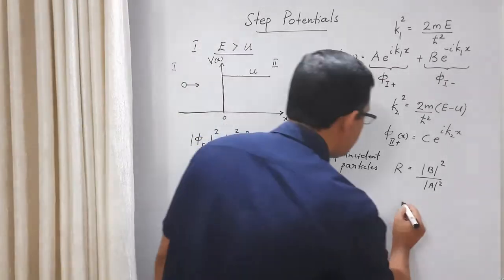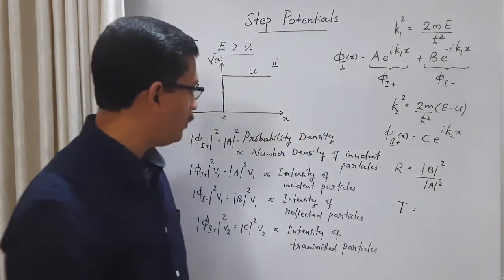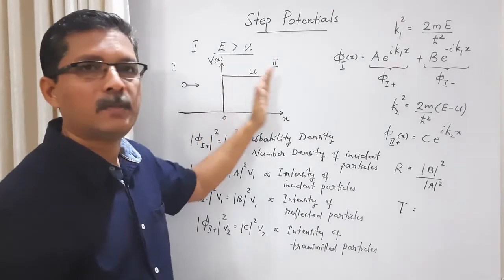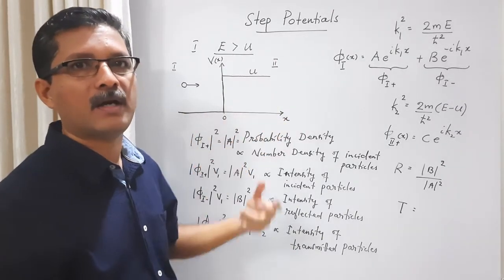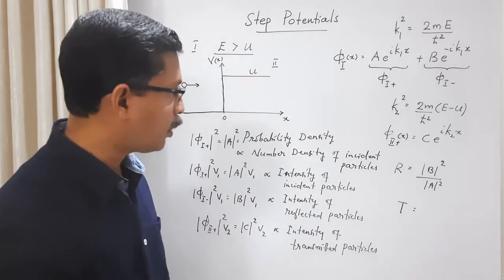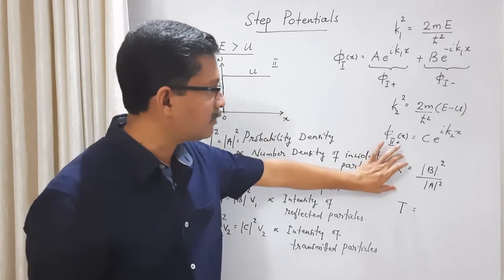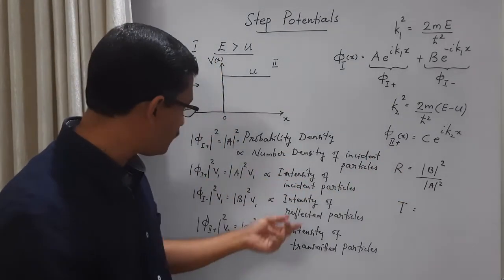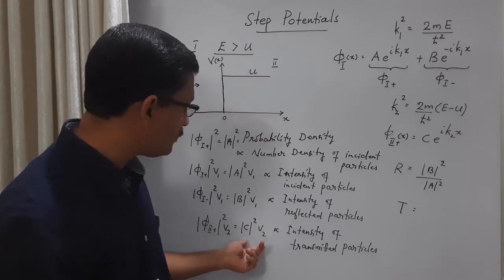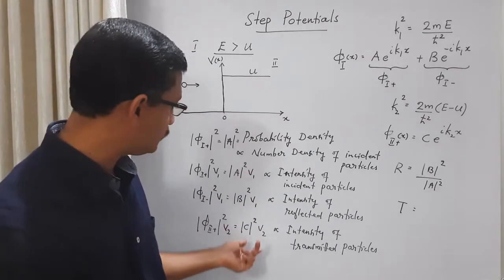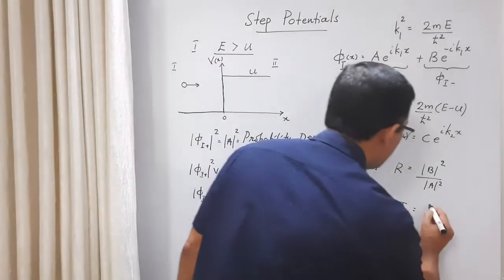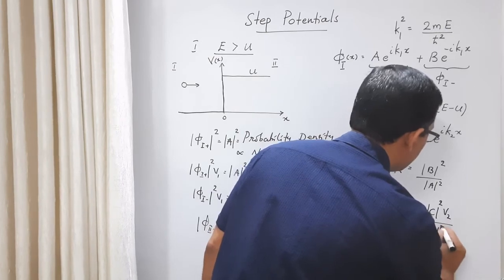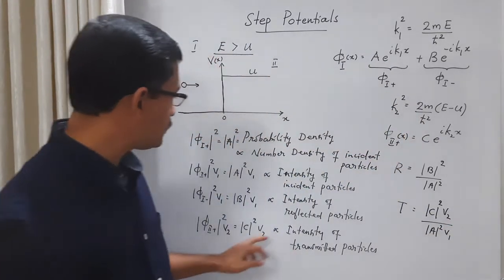Similarly, what is transmission coefficient? It's a fraction of transmitted particles. Out of 100 particles per second, let us say 40 particles per second are transmitted, then 40 by 100 is the transmission probability. So this is a reflection probability and this is transmission probability. Okay, so the transmission probability is intensity of transmitted particles by intensity of incident particles. So this divided by this, so what you get is mod c square v2 divided by mod a square v1. The two velocities are different.